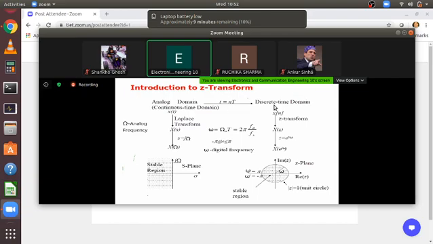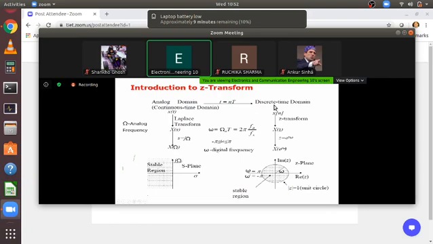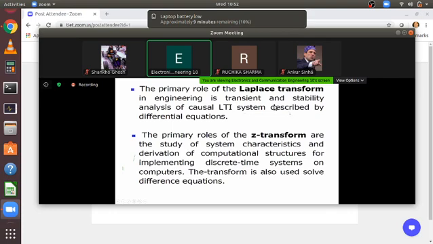Now the primary role of the Laplace transform in engineering is transient and stability analysis of a causal system, because this sigma defines the transient response of a system. This capital omega defines the frequency response of the system. So what the Laplace transform does in engineering is transient and stability analysis of a causal LTI system described by a differential equation. If you remember, in my first lectures I said that analog or continuous time systems are represented by a differential equation. Now, what is the role of the Z transform?